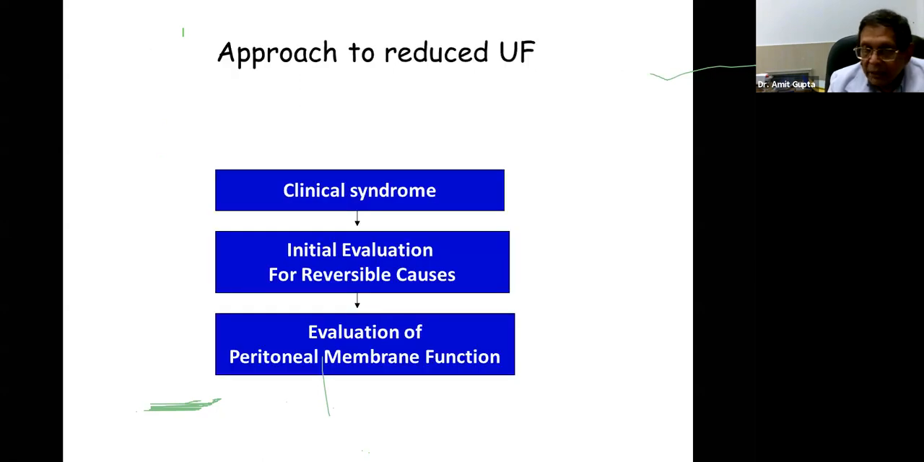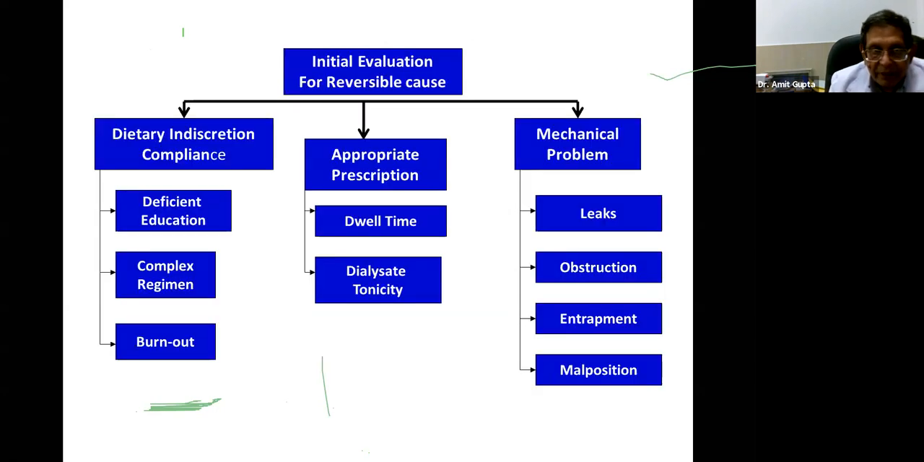So you need to look and evaluate for reversible causes and evaluate the peritoneal membrane function. As I said, look for dietary indiscretion or non-compliance. This may be because of deficient education. It could be because the prescription that you have given may be very complex and he's not able to follow it, or he's totally burned out, tired, and he's not doing the PD adequately. Then you look at mechanical problems like leaks, obstruction, entrapment, or malposition of the catheter. And then you see whether your prescription is appropriate, whether he's keeping the fluid in for the adequate time.